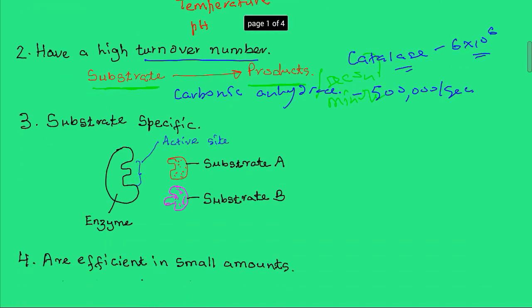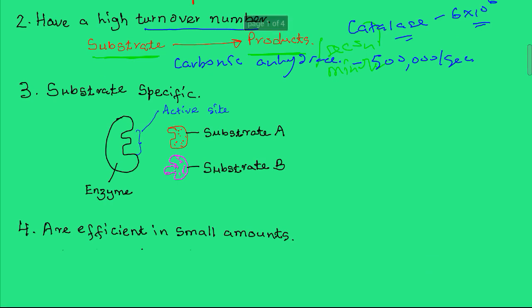The third property is their substrate specificity. Enzymes are substrate specific. This means that a particular enzyme will only react with a particular substrate. This comes about because of the unique shape of the protein molecule that makes up the enzyme.